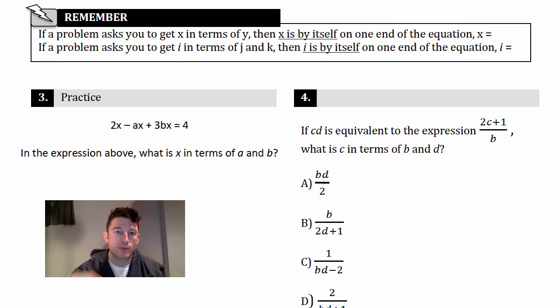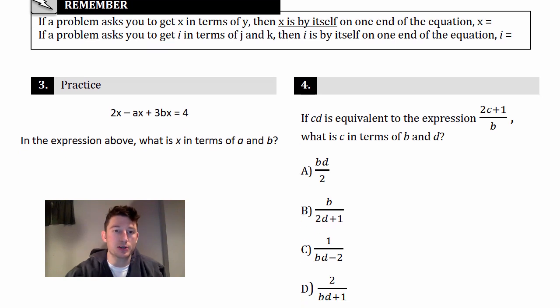So let's do some more practice here. So I got a remember point. Remember, if a problem asks you to find x in terms of y, you get x by itself. If the problem asks you to get i in terms of j, get i by itself. Or c in terms of d, get c by itself. All right. This is usually a term on the SAT that sometimes can throw students off. So let's look at number 3 here.